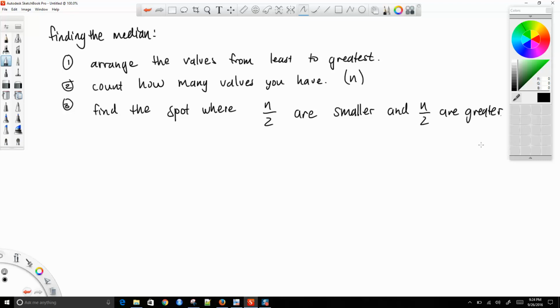Okay, and if you have an even number, okay, then the median will be between your two middle values. So the median will actually be the average of the middle two values.